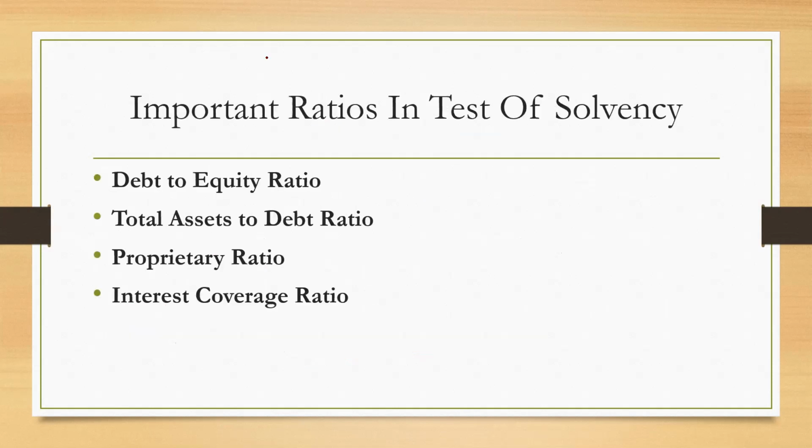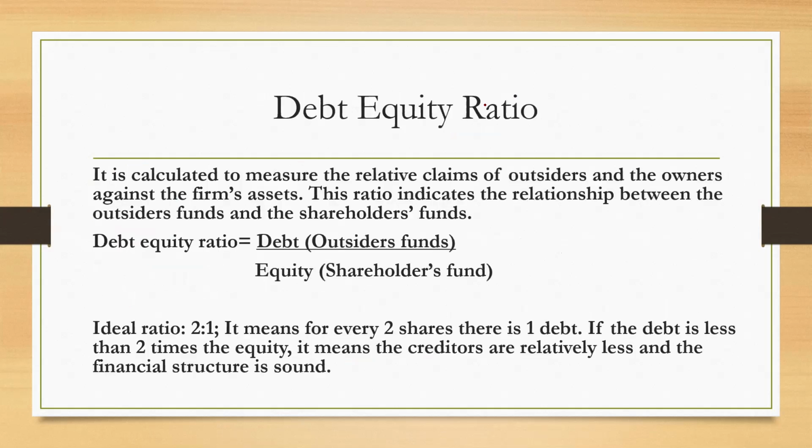There are a few ratios related to the test of solvency, that are debt to equity, total assets to debt ratio, proprietary ratio, and interest coverage ratio. So we'll start with the first one, that is debt equity ratio.